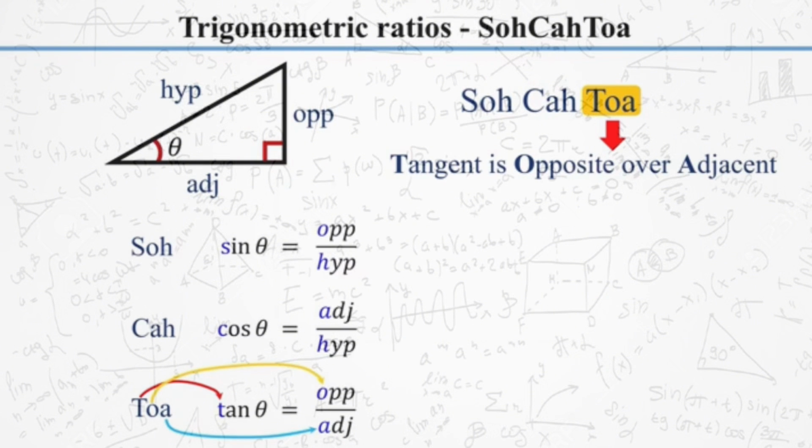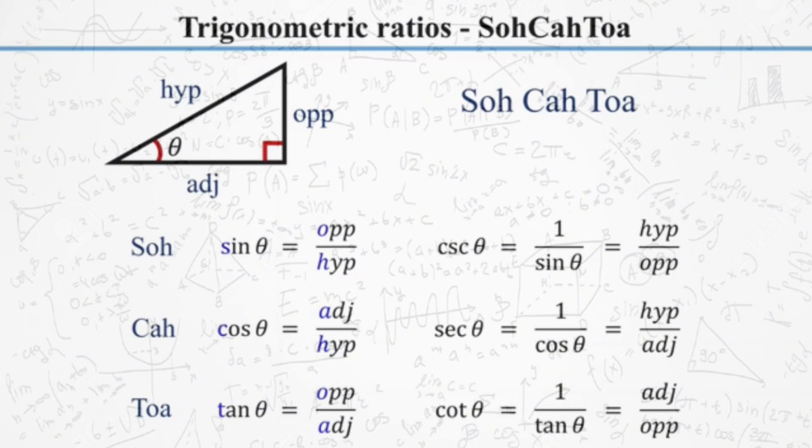The other 3 ratios are simply the reciprocals of the basic ratios. Cosecant is the reciprocal of sine, so it is hypotenuse over opposite. Secant is the reciprocal of cosine, so it is hypotenuse over adjacent. Cotangent is the reciprocal of tangent, so it is adjacent over opposite.